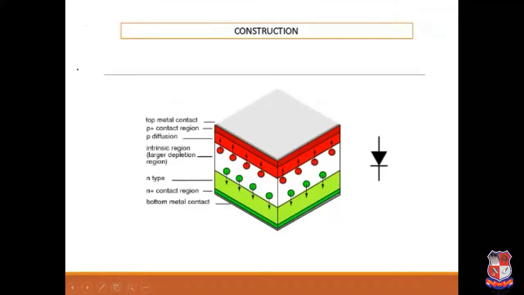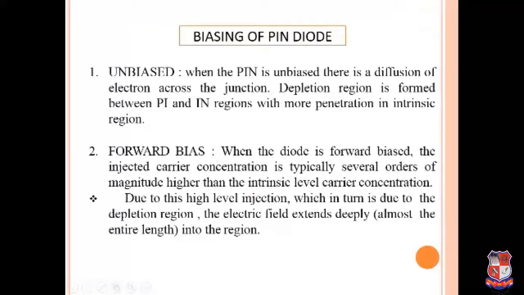Let us first understand its construction. See the top metal contact and bottom metal contact. After this is the P region, this is the depletion region, this is the intrinsic region, and this is the N type region. Here you can see the basic construction of our PIN diode. Next is the biasing of the PIN diode. The basic operation of the PIN diode comes after we bias it. The PIN diode works in forward bias and in reverse bias. Let us understand the unbiased diode first.